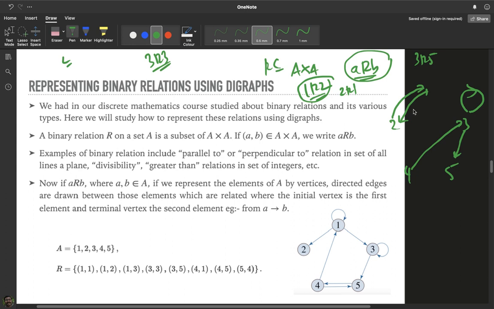So you represent the elements of the set as vertices. Then you draw directed edges from A to B if A is related to B. This is how we will be representing binary relations. It's a very simple concept. Here is an example of a binary relation which I have drawn. We can see it here.